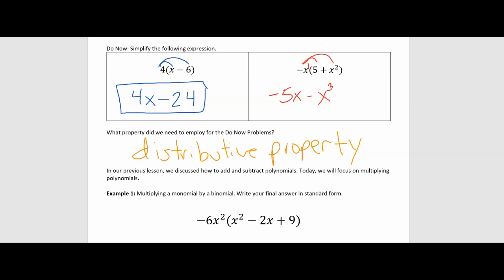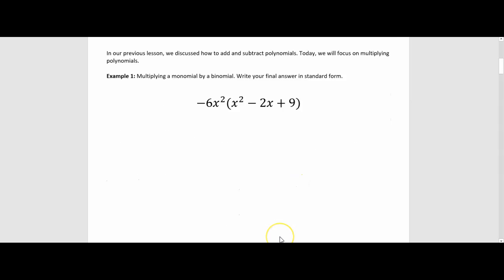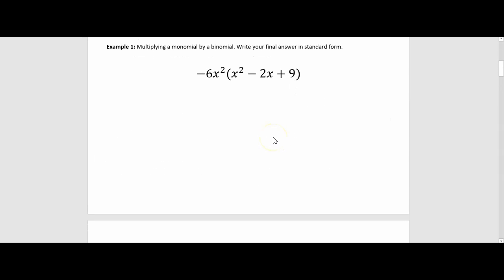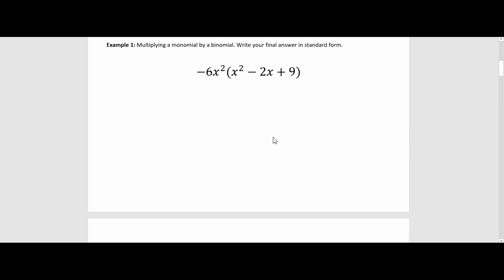All right, we're going to go through 3 examples, I believe. 1, 2, 3, and then those should help you complete the rest of the problems in this packet. So we're just essentially extrapolating on what we did in the do now. We're just making it more complicated. But the distributive property is going to stay the same.